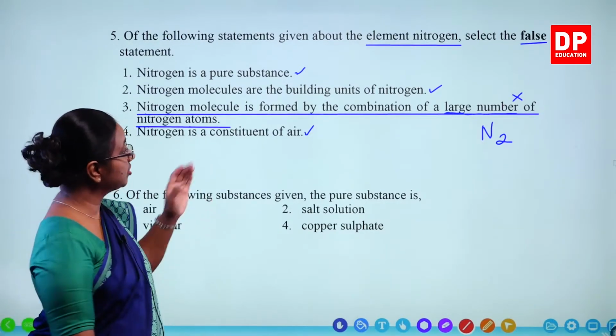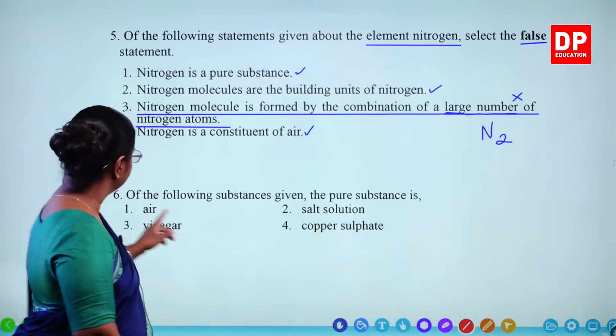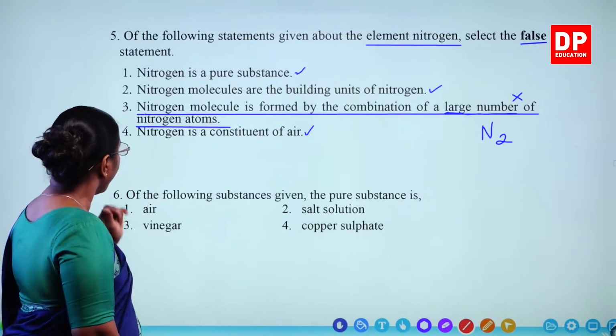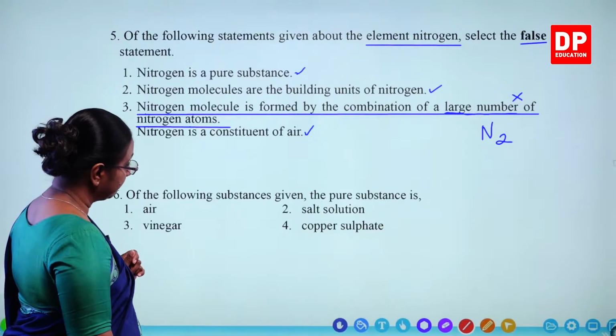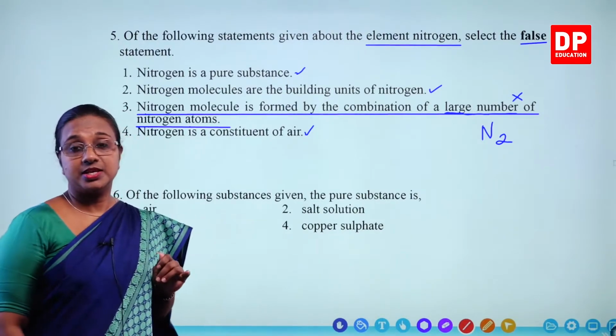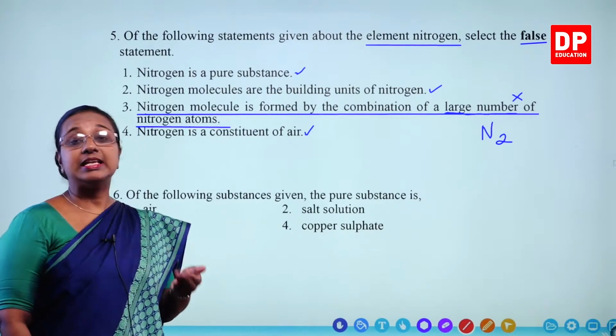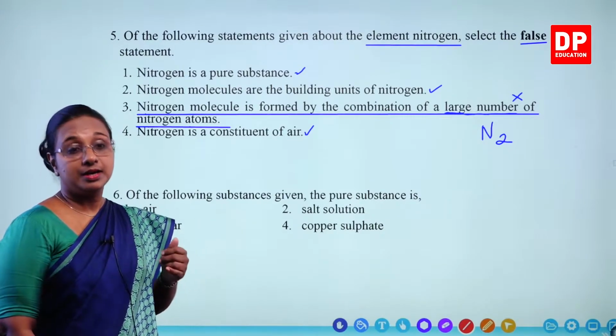I am sure you also selected the same answer. Then the last one. Of the following substances given, the pure substance is. So when they say pure substance, it can be an element or a compound.